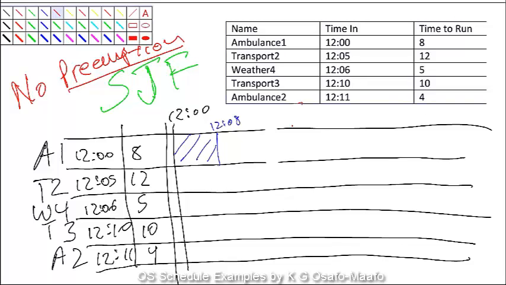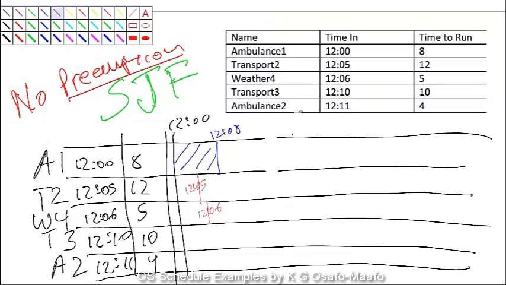Now, watch, by 12:05, T2 is in. At 12:06, W4 is in. So by 12:08, there are two people in contention. Right. Remember, T3 hasn't arrived yet. We are expecting it to arrive at 12:10. But now we are looking at 12:08, when this has finished, who gets to run. And we only consider those people who have been waiting for a while.